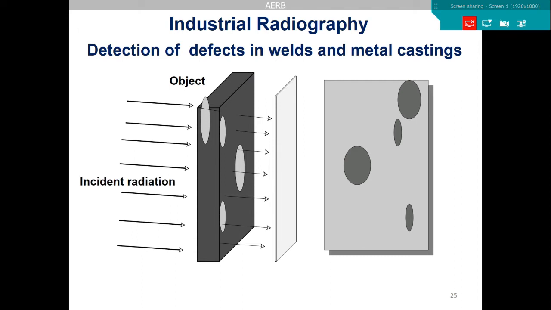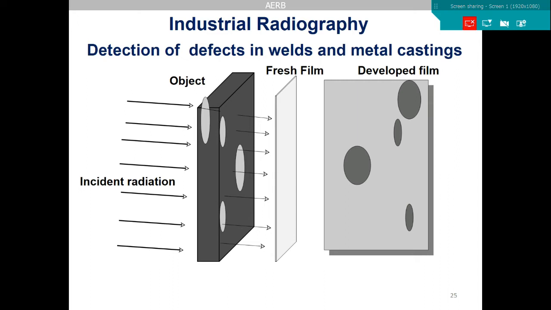Expose it to radiation. Keep a fresh film that will receive radiation, and as you can see on the right extreme, you will find the developed film where you will find this pattern. Wherever there is a hole, let's say, there is less material, therefore radiation would easily pass through, so it causes more blackening. In places where there is no defect, radiation had to pass through the metal plate. It was absorbed.